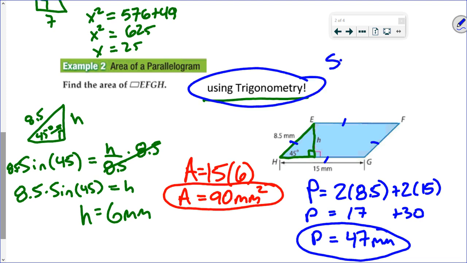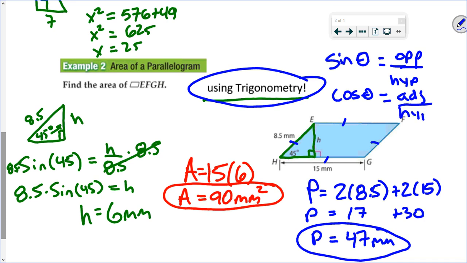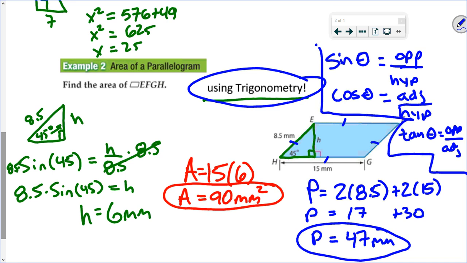So remember, sine of an angle is opposite over hypotenuse. Cos of an angle is adjacent over hypotenuse, and tangent is opposite over adjacent. So you might need that on some of the homework problems there. All right. That's definitely worth noting there.